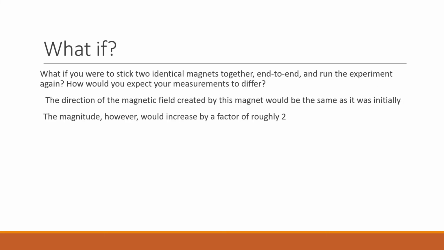What if we were to stick two identical magnets together end to end and run the experiment again? We've got one bar magnet right here, and then we're just going to put one right on top, so south, north, south, north. We have one bar magnet which has a field like this, and then this other bar magnet, and because this is all in the same direction, every vector for the magnetic field would be multiplied by a factor of 2, so the magnitude would increase by a factor of roughly 2.